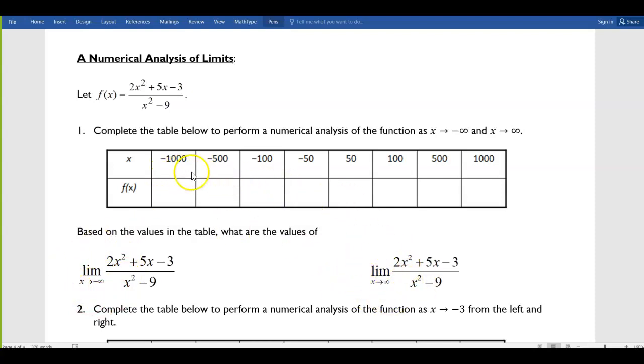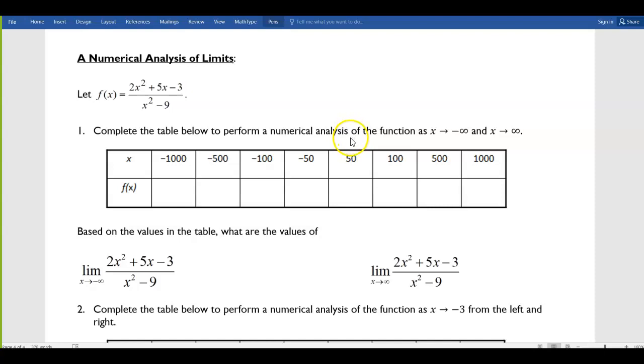Now you see that there are already x values filled in this table, but sometimes you're going to have to fill those in on your own. So let's think about why you would use these. We're thinking about x approaches negative infinity. Those are large numbers but negative. So we would go negative 50, negative 100, negative 500, negative 1,000. And then the same thing for positive infinity.